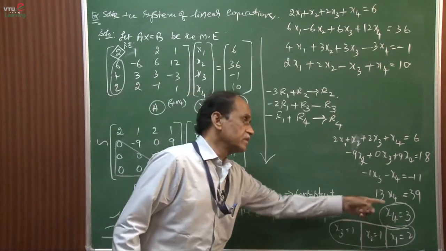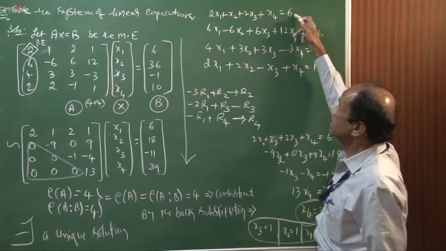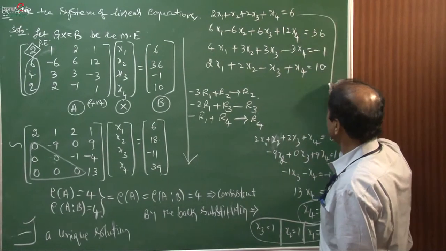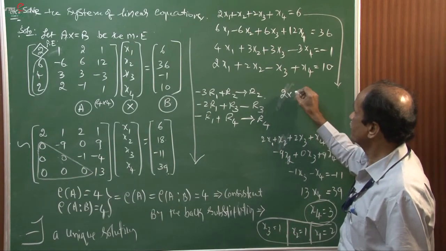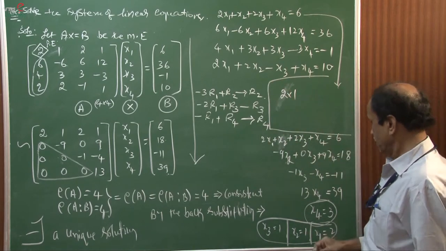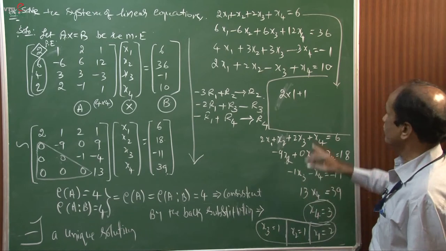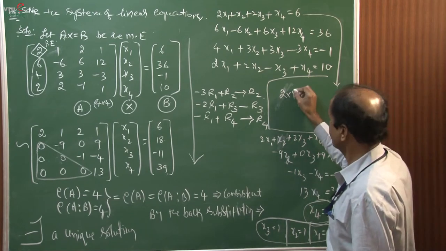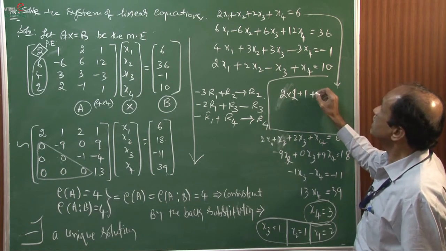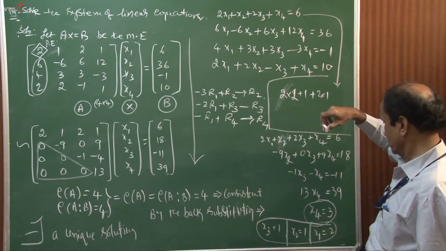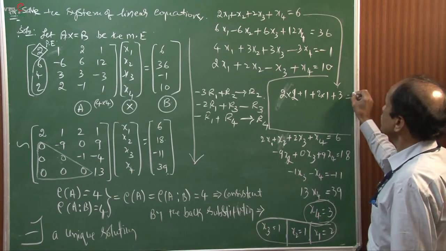That means substitute these values in any one of these equations, that means in the given problem. What is the given problem? In this, any one equation you can check. For example, if you take the first equation, this is a verification I am doing. x1 is 2, and x2 is 1, and x3 is 1, so 2 into 1, and x4, what is x4? 3. That is equal to 6.